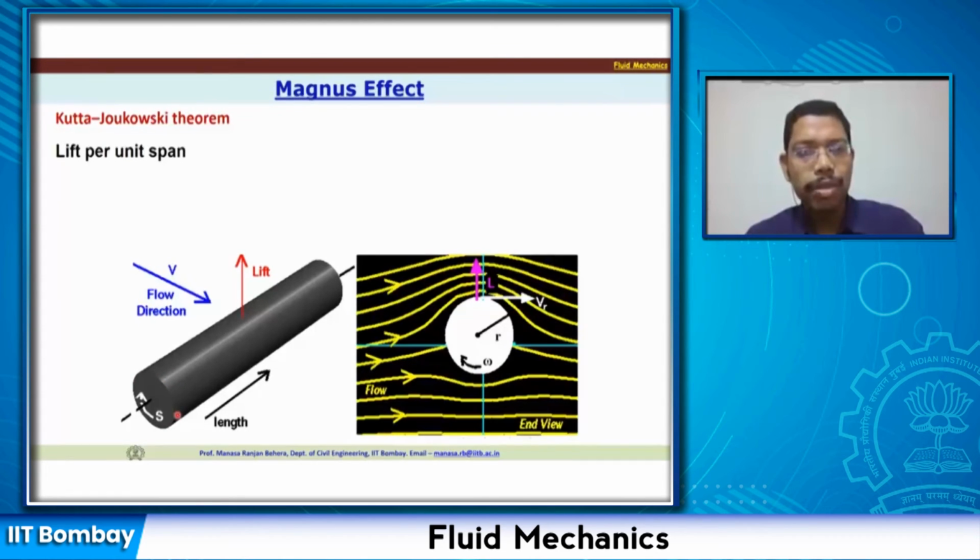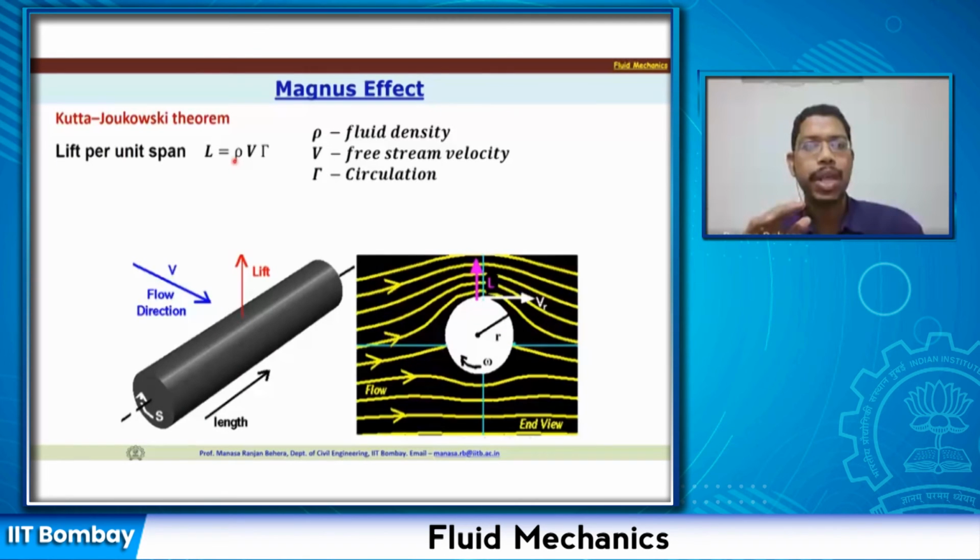Now if that is the case, already we have seen there will be a lift generated, and the expression given by Kutta-Joukowsky says that the lift per unit span, L, is equal to rho V gamma. What is rho? Rho is the fluid density, V is the free stream velocity, and gamma is the circulation. Circulation is something that we have already discussed. Circulation is nothing but the line integral of the velocity along a closed curve.